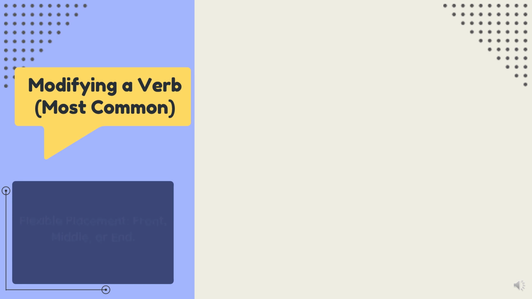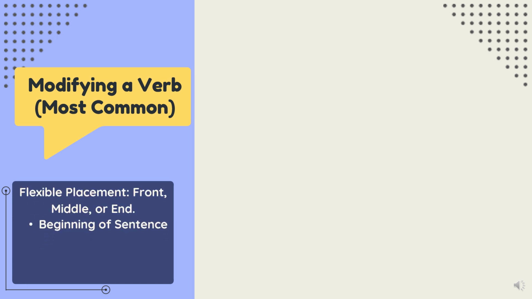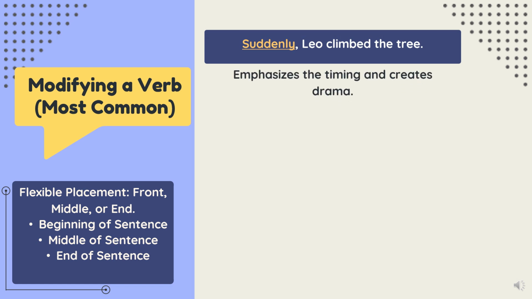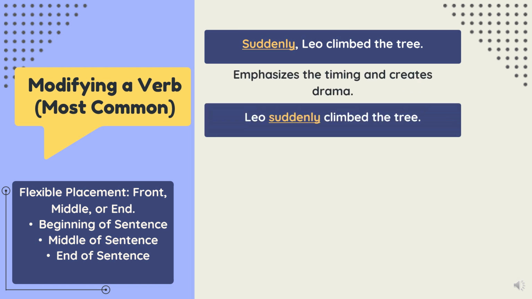Adverb placement is flexible. You can often put them in three places. 1. At the front. Suddenly, Leo climbed the tree. This creates emphasis and drama. 2. In the middle. Leo suddenly climbed the tree. This is the most common and natural placement.